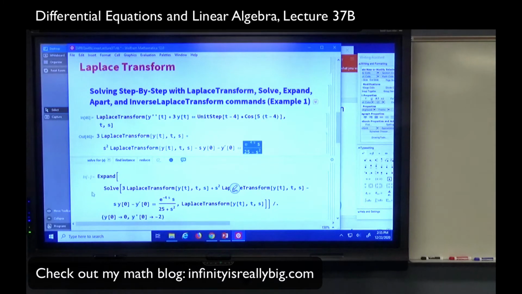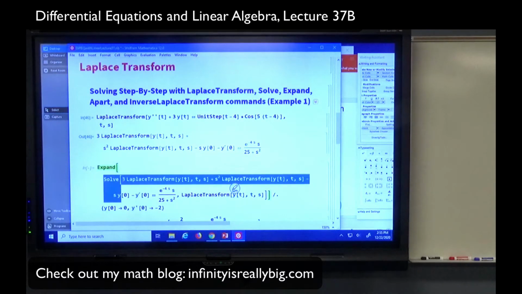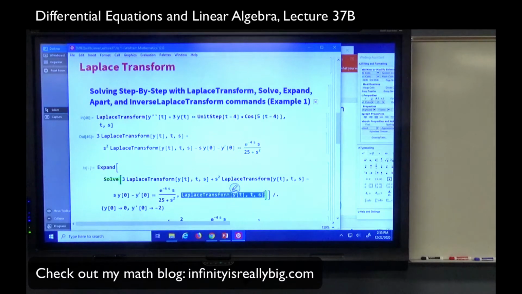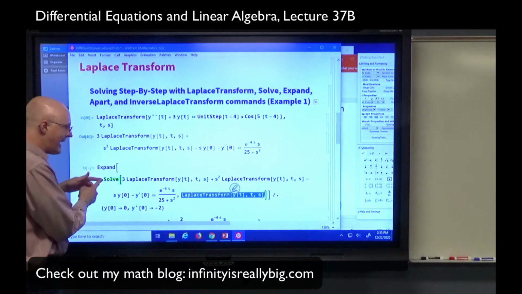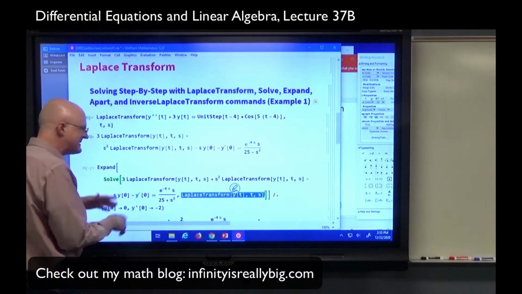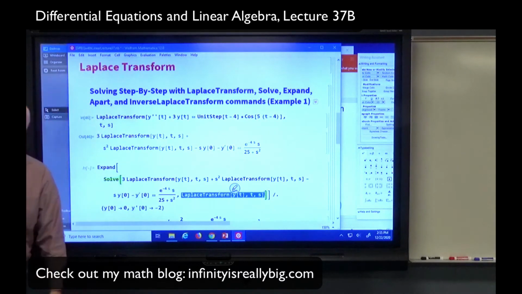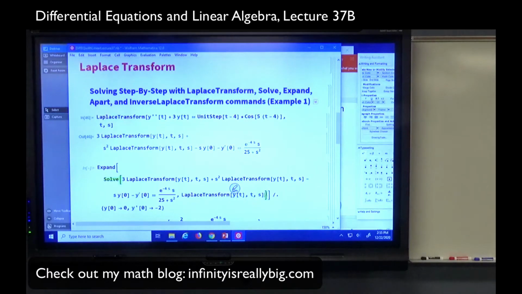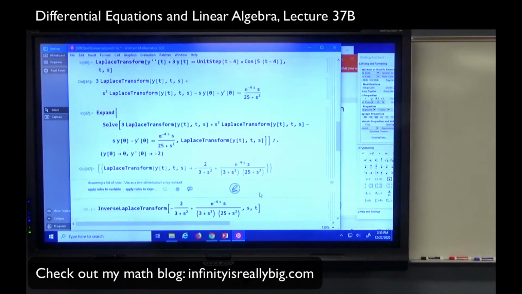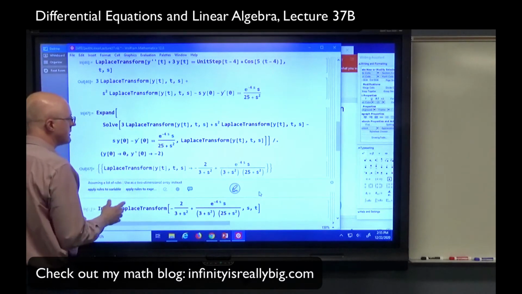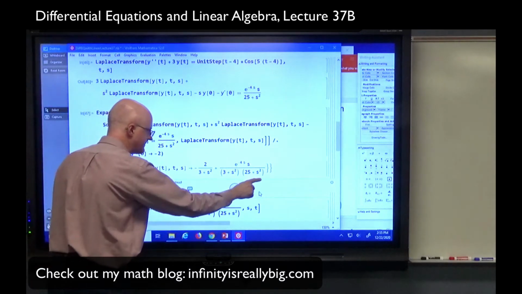Solve solves algebra equations. So I'm solving this algebra equation right here for the unknown Laplace transform. I can use the syntax. If I did this without doing the expand and without plugging in these values, it gets really complicated looking, or maybe it doesn't look like what I'd like it to look like. Here's the way it looks in a nice form. It has now solved for that unknown Laplace transform, and it says it equals this.